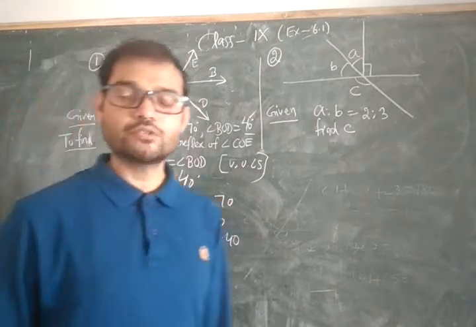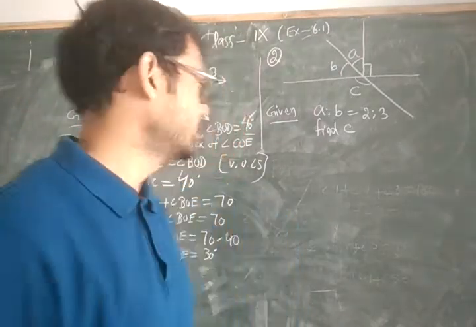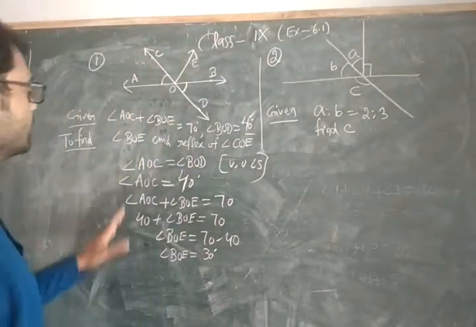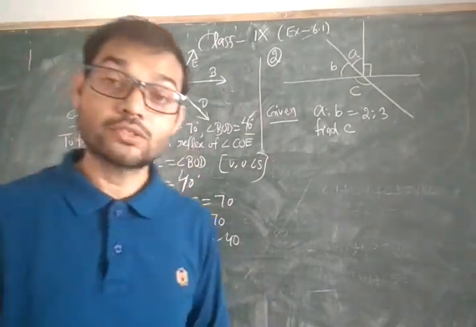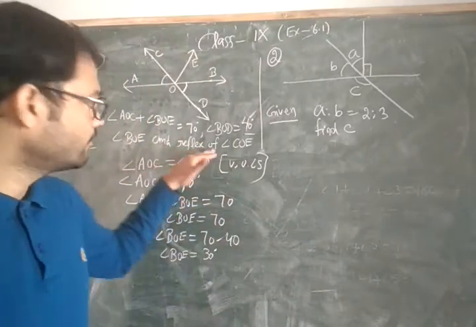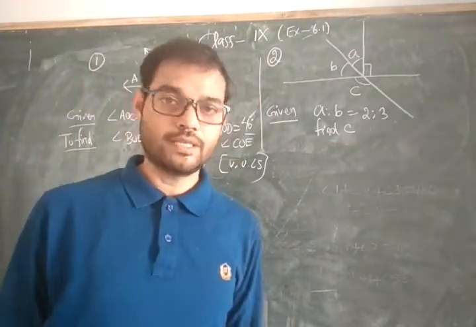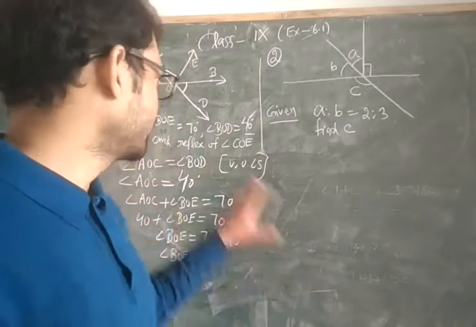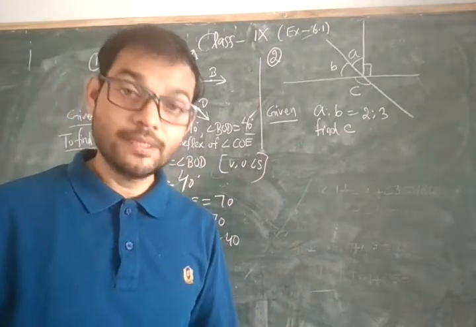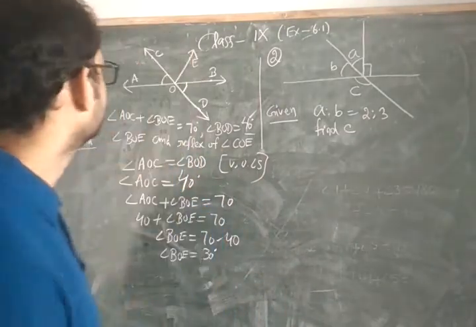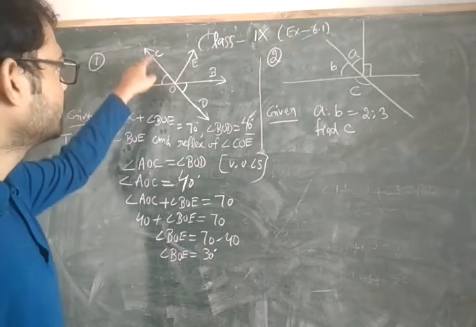In this way, your angle BOE is 30. And in the same way, now we are going to find reflex of COE. For finding the reflex, you first have to find COE, okay? Before finding the reflex, we have to find COE. So where will COE be seen? This is your COE, okay?